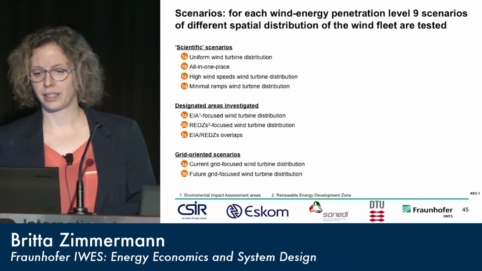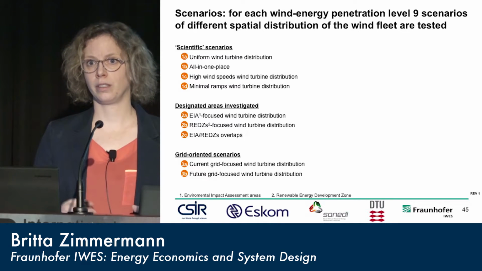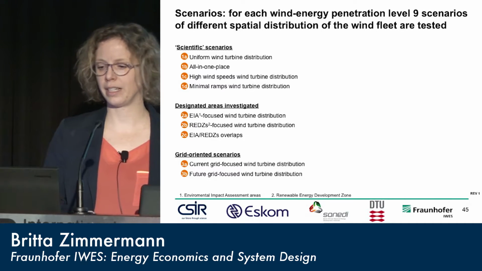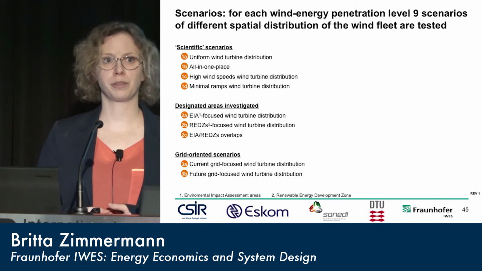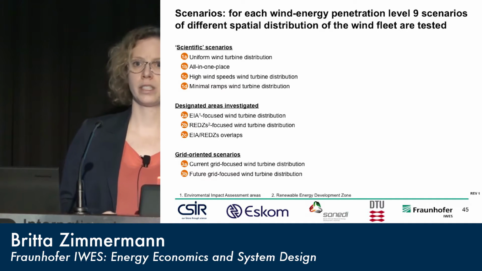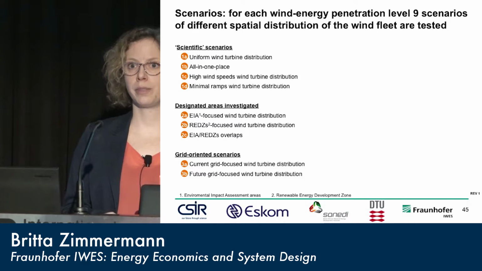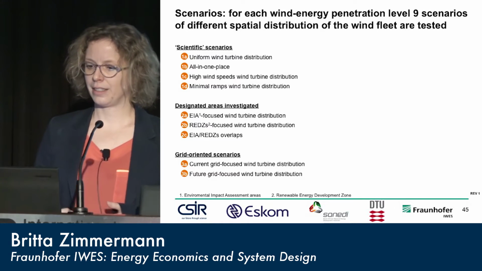In addition to that, we have a high wind speed resource distribution, where we allocate the turbines to those areas with the highest average wind speeds, and a minimal ramps resource distribution, which is an optimization according to causing minimal ramps of the residual load, which Ann-Kathrin just explained.